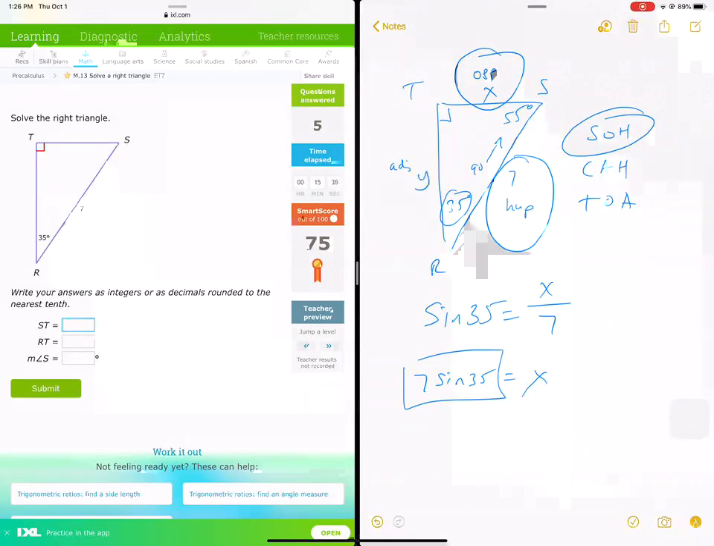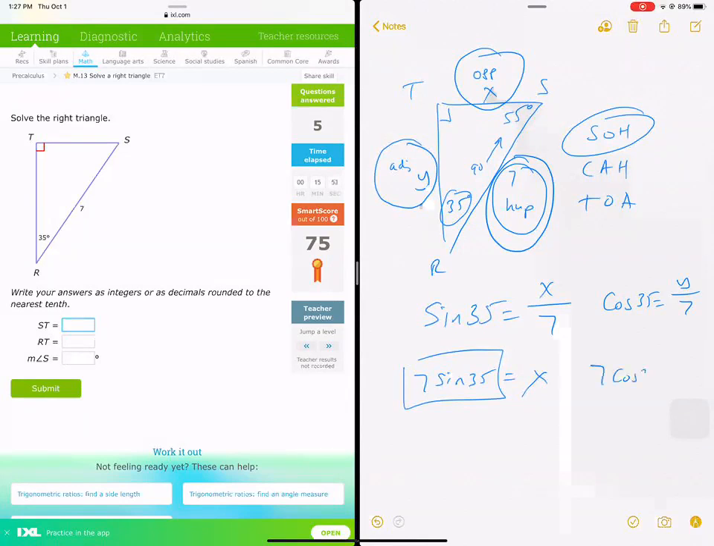I'll call this second side y, adjacent y. So I pick a side we don't know and a side that I do know. That's adjacent and hypotenuse, that's cosine 35. It's adjacent y over hypotenuse 7. There are so many ways of double checking, like when you're talking it out. My cosine is adjacent over hypotenuse. That's y over 7. Multiply 7 to both sides. 7 cosine of 35 equals y.